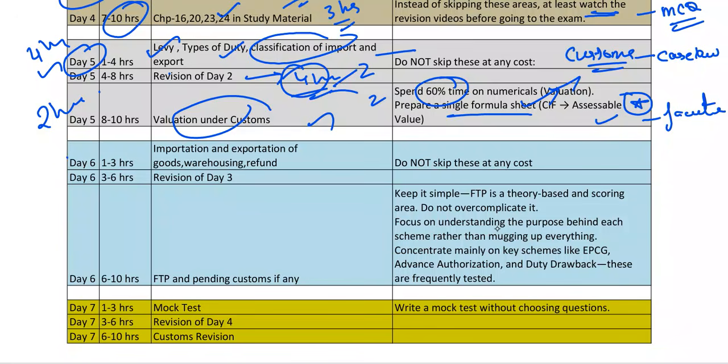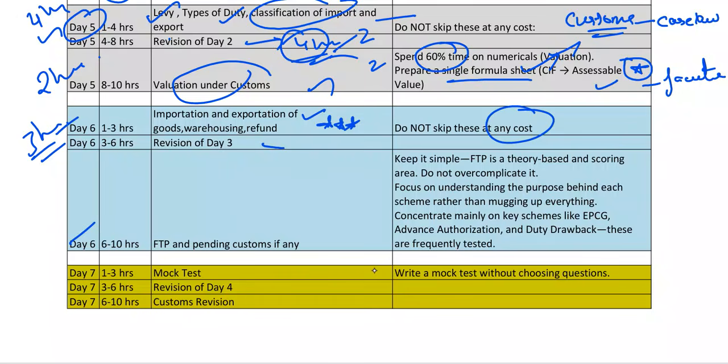Then day 6. Coming to day 6, you will be doing importation and exportation of goods, warehousing, refund. All these areas are important. They look like small areas, but please give time. Please give at least 1 hour to each area, so that you do not skip these areas. That's why I have given at least 3 hours for these areas. After this, I want you to revise the day 3. At least for 3 hours, please revise the day 3.